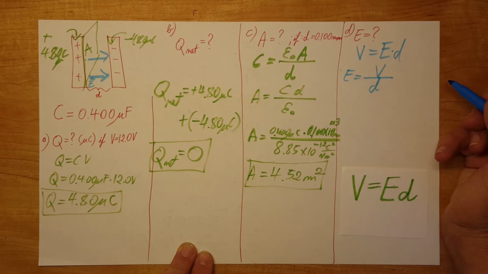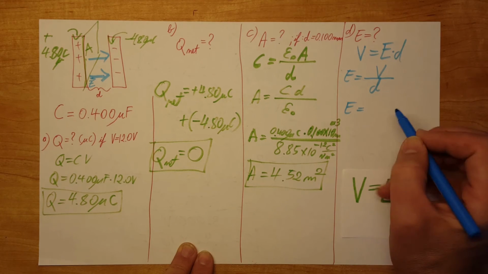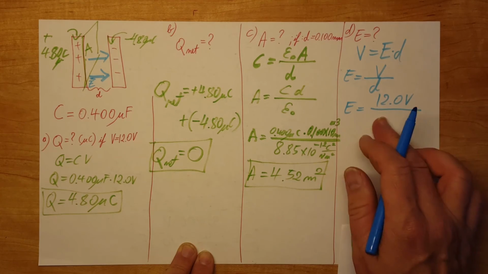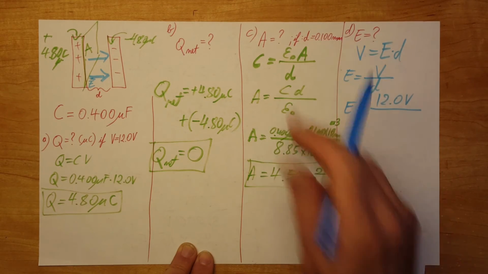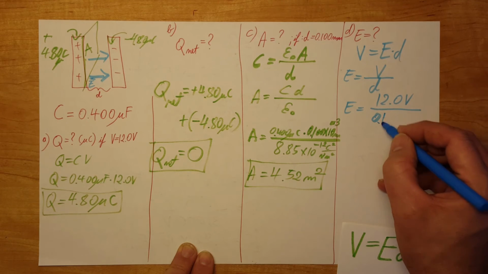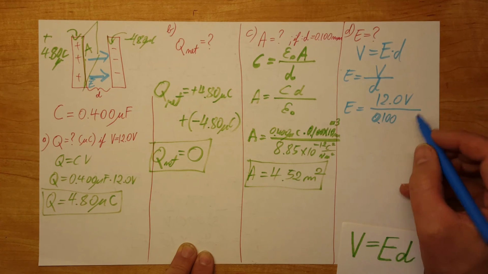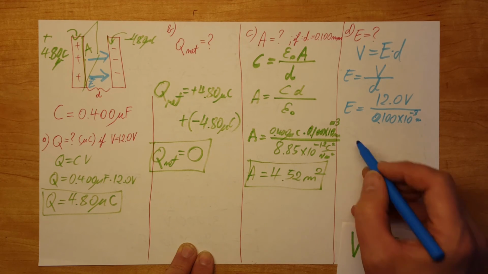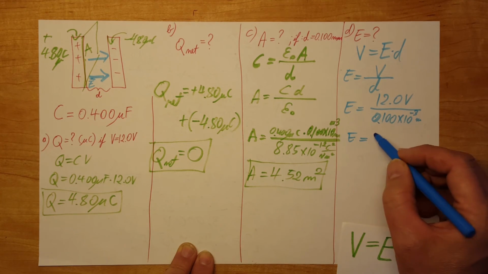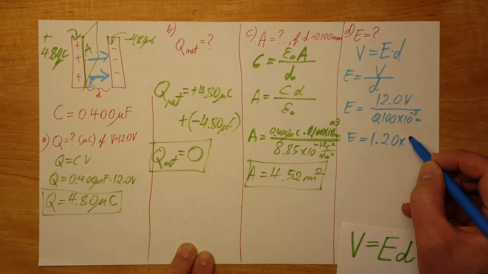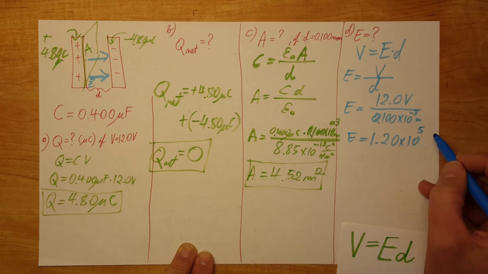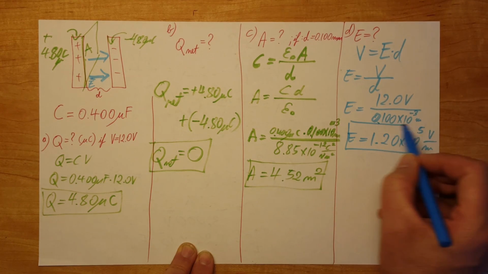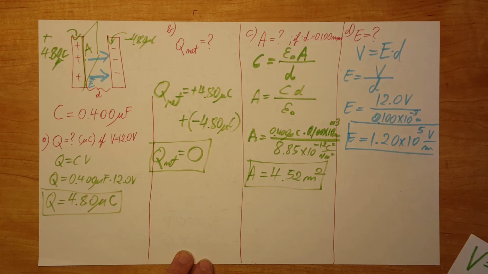Here we're gonna solve for our E, that's what we're interested in. Volts over distance, and all we have to do is plug in 12 volts divided by our distance, which is the same as before, 0.100, but in meters, so times 10 to the negative third, and our E is equal to 1.20 times 10 to the fifth, and the unit will be volts per meter. This is our fourth answer, and that would be it.